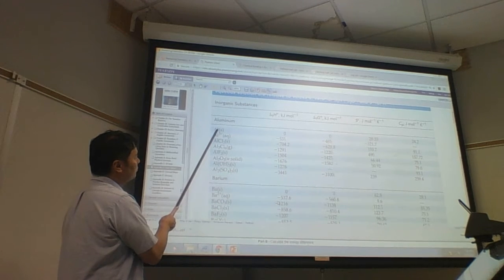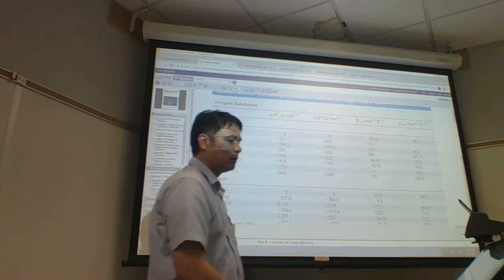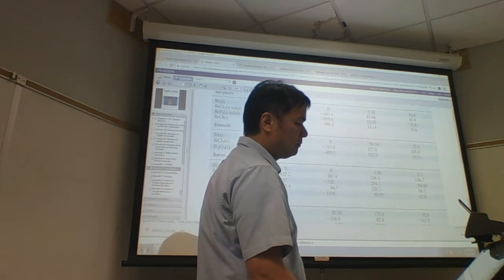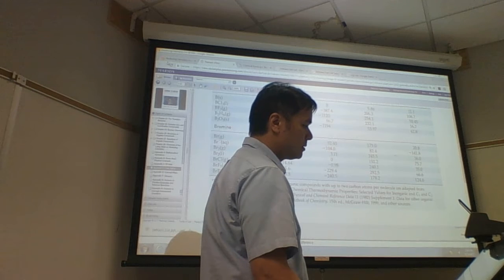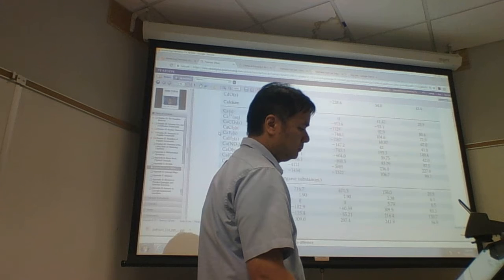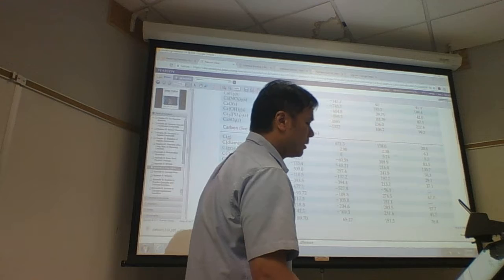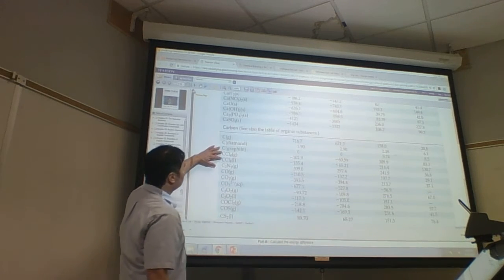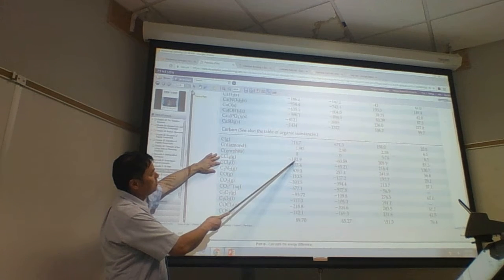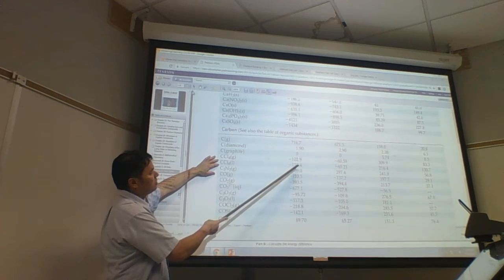And so here we form solid, aqueous, gas, all the way to liquids. We can form any state. In fact, let's take a look at one of these here. We can see there's a difference in forming gas versus liquid. If you form carbon tetrachloride gas, it's minus 102.9, versus carbon tetrachloride liquid, which is minus 135.4.